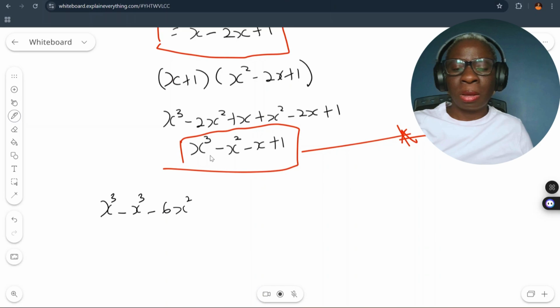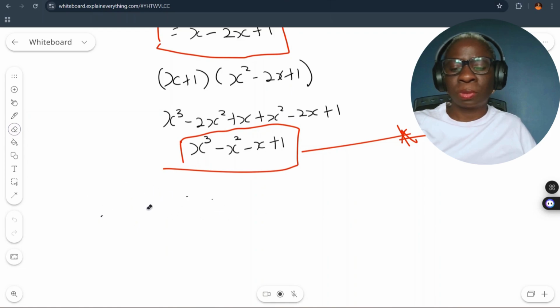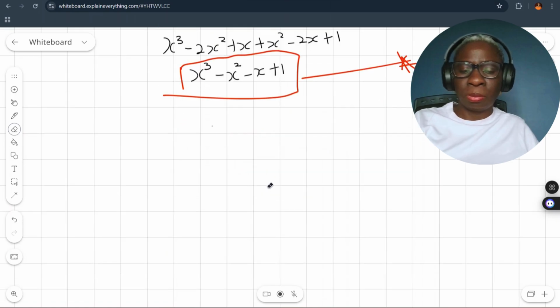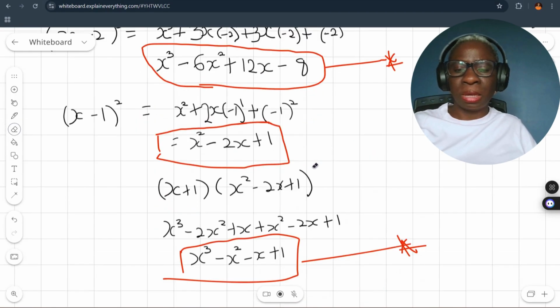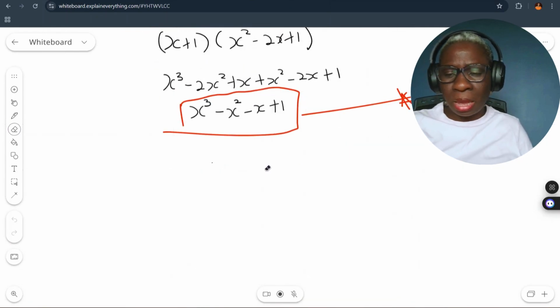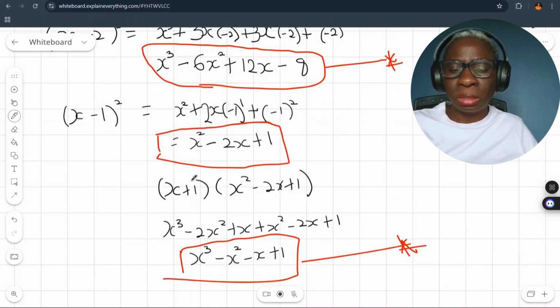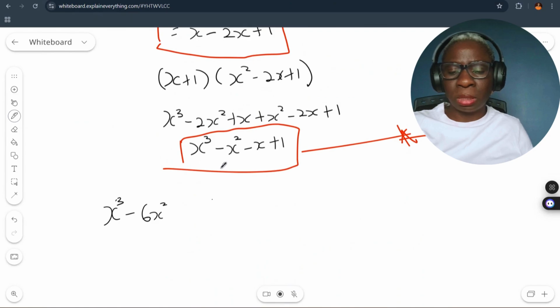Then here we have, don't forget we are subtracting. Okay, let's do it this way. Let's write everything out to avoid confusion. Let's first write everything that we have here. x cubed minus 6x squared. We have x cubed coming. We have x cubed minus 6x squared. Then what's the next thing? Plus 12x minus 8.